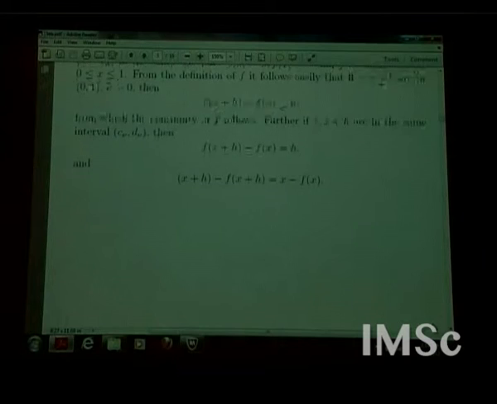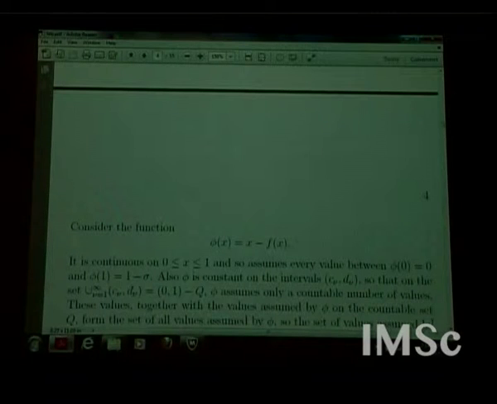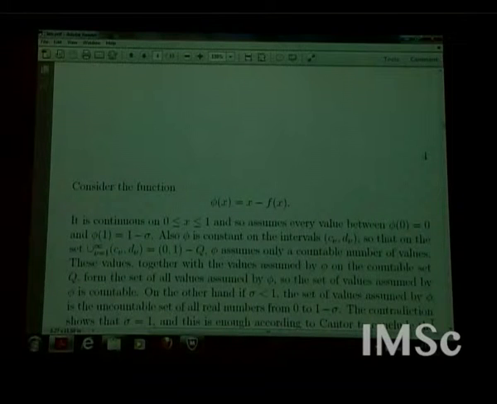That is clear. Then we consider the function phi(x) = x minus f(x). It is continuous on [0,1], assumes value 0 at 0, because f assumes value 0 at 0. And phi(1) is 1 minus sigma, because f(1) is sigma. Sigma, remember, is the sum of the lengths of the intervals, and we want to prove that it is equal to 1. Also, phi is constant on intervals (c_ν, d_ν), as we have seen just now, because (x+h) minus x equals f(x+h) minus f(x). Just think about it. Let us not spend time on that. So very interesting now: phi is constant on intervals (c_ν, d_ν), phi(0) is 0, and phi(1) is 1 minus sigma.